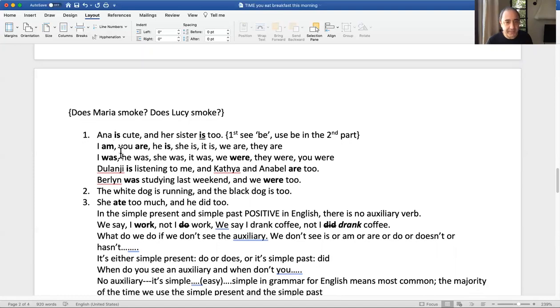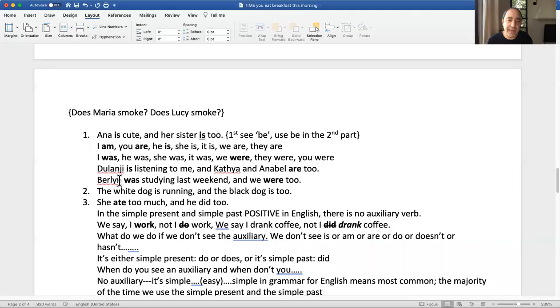But we do keep it in the tense. So here, Dulanji is listening to me. So here you see the verb be. If you see be at the front, the first part, you'll use be in the second part. And Katya and Annabelle are too. That's be. It just changed to the plural.